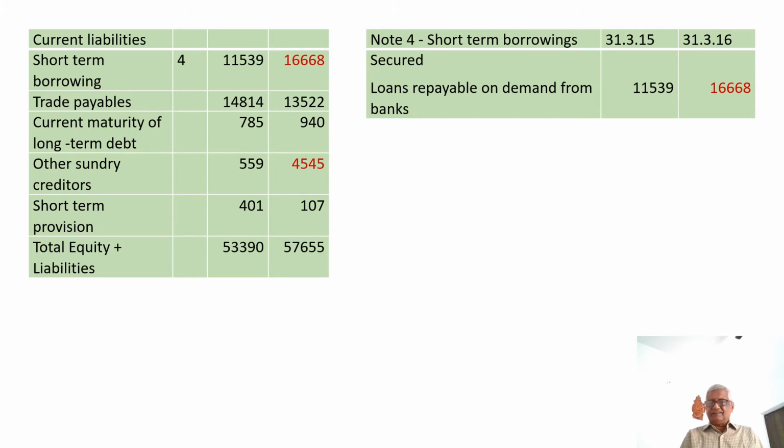And again, if you look at the current liability, other sundry creditors, which was only 5.59 crore, increased to 45.45 crores. We need to ask the company to give the breakup and the purpose for such an increase in other sundry creditors.